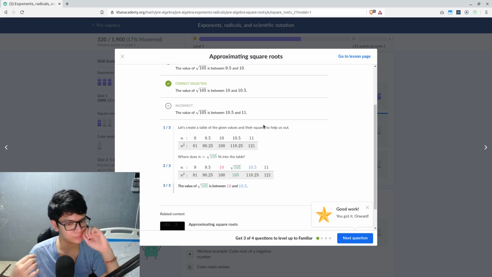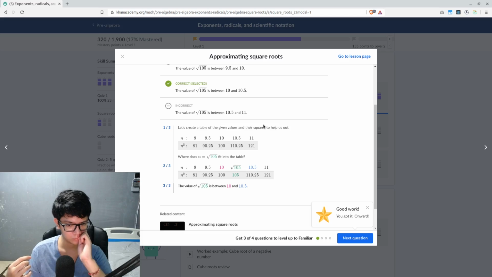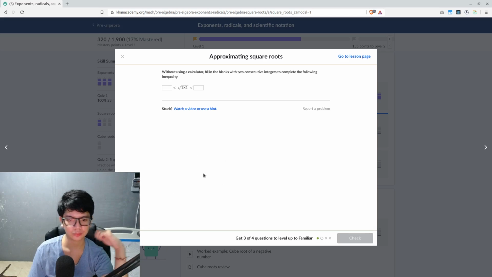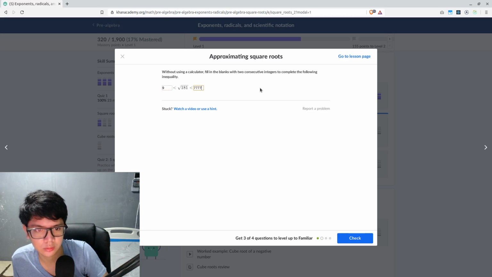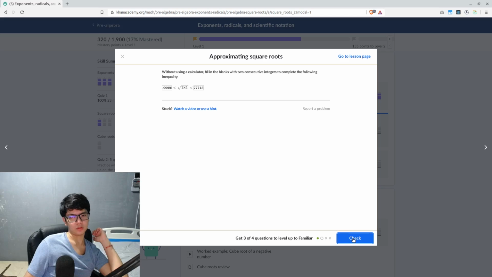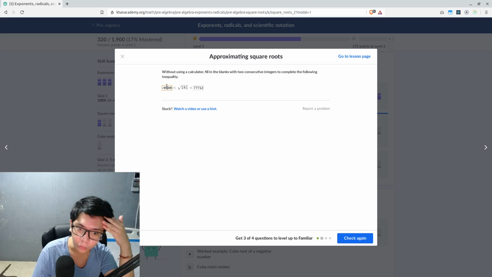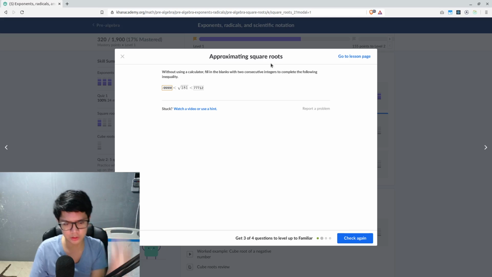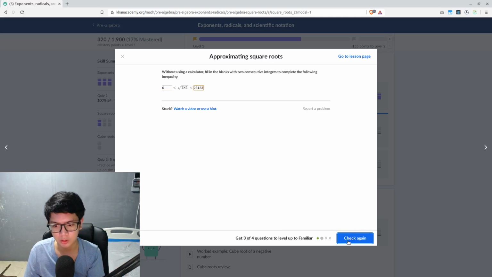Oh, okay. What? This is so weird. What? This is a negative number. How is this incorrect? How the hell is this incorrect? That is so weird.